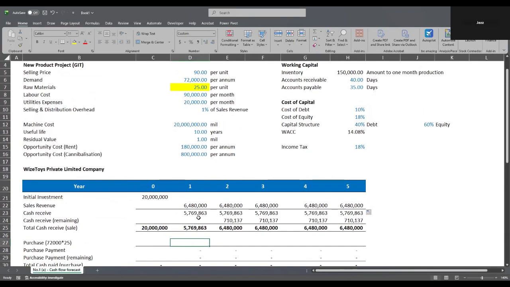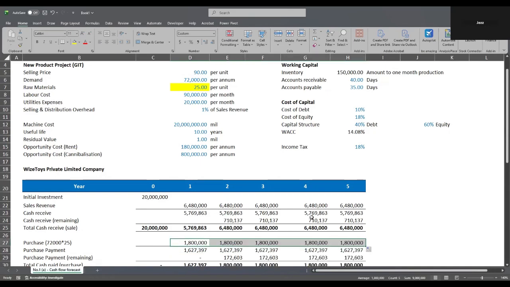And then we're going to input the purchase. So purchase 72. The raw material is 25. Now we need to drag, so we need to input the dollar sign.